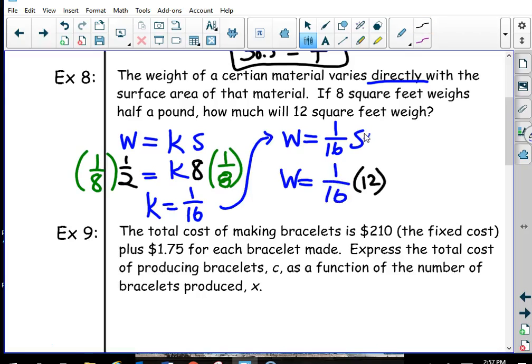So that'll reduce to, it looks like 3/4. And it's in pounds, so pounds.